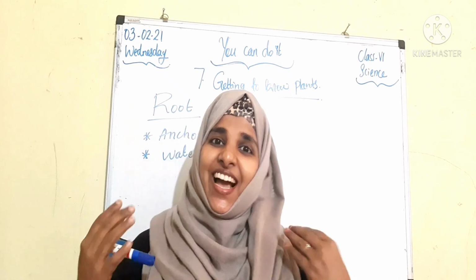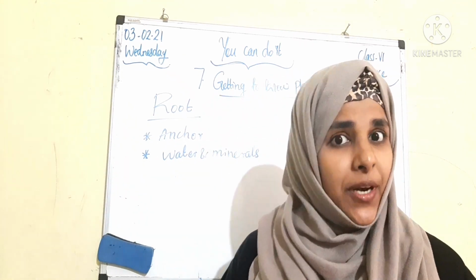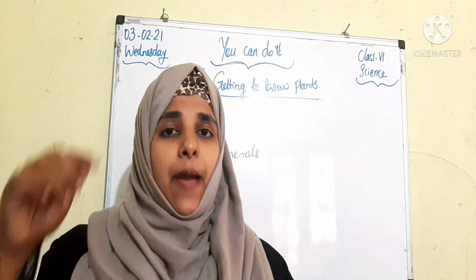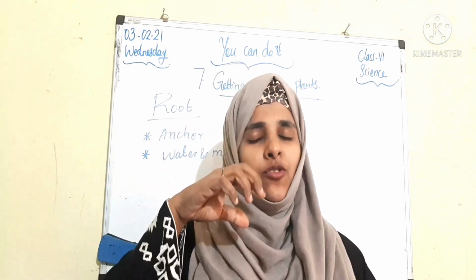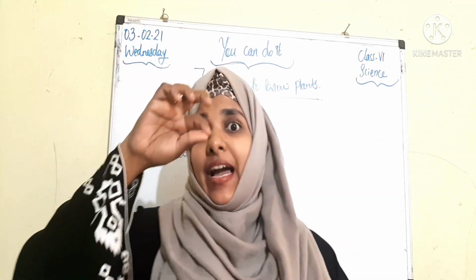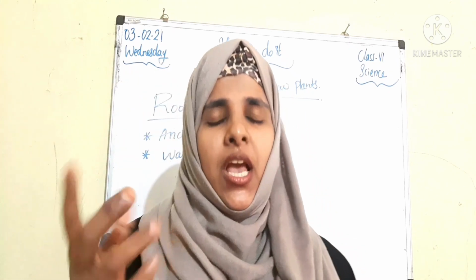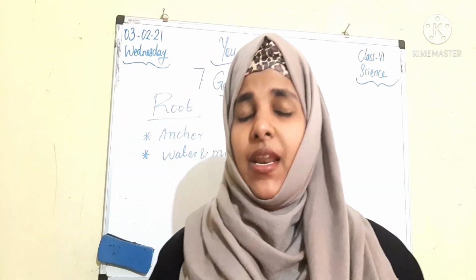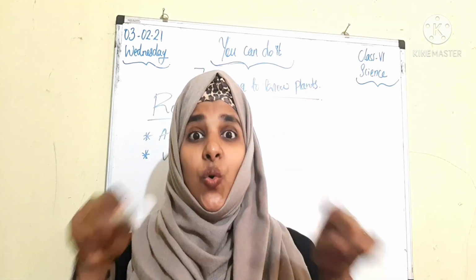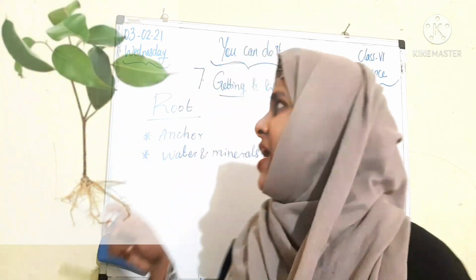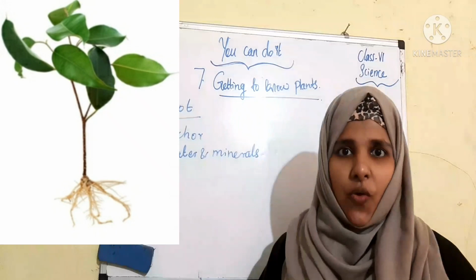Dear students, in our last class we discussed the different parts of the plant, right? We discussed leaves, stems, the different types of leaves and the modes of venation. That's also discussed, right? Now I am going to teach you about the roots of a plant. So let's check the roots of a plant.